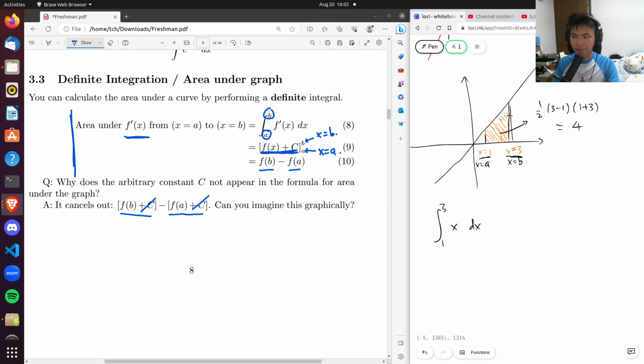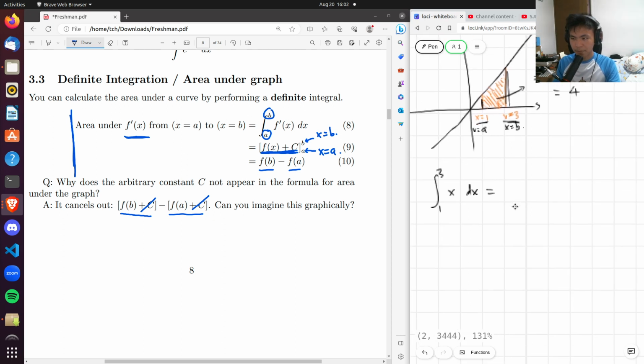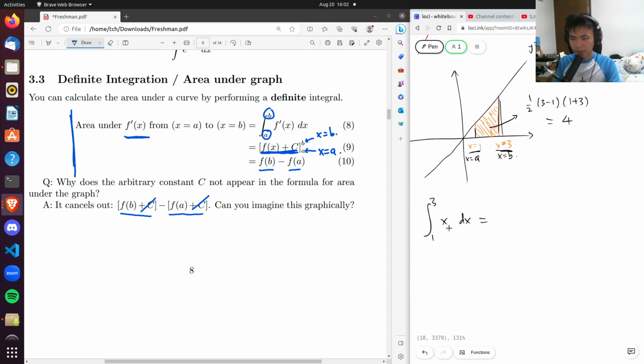But now, instead of using the trapezium formula, I want to calculate it using a definite integral, and I'll show you that I get the same answer. So the integral of x is half x squared, right? And half x squared, don't forget the plus c. And I'm not done yet, because if I were to perform the indefinite integral without these limits of integration, without the two endpoints, then this will be my answer.